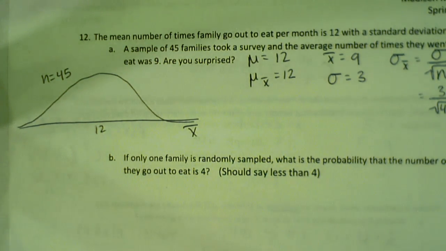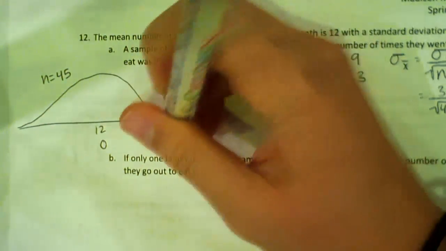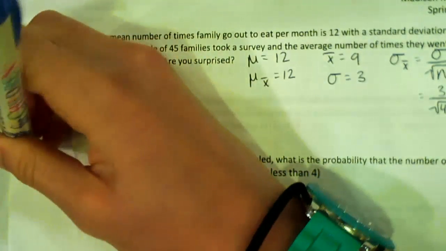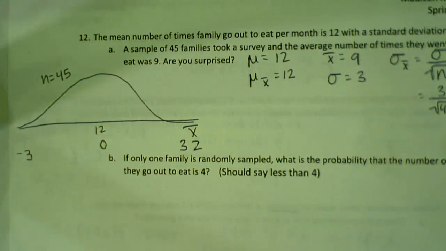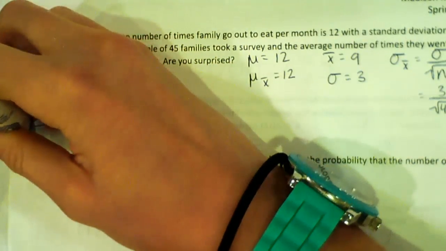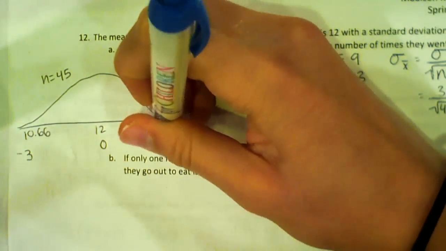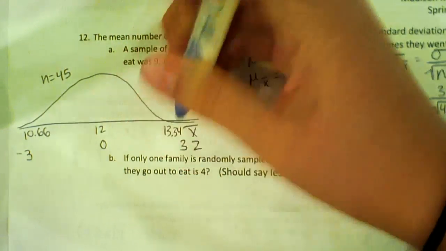So when it comes to the standard normal z-score distribution, usually we don't like to exceed 3 standard deviations. So if we had our z-scores, we don't want to exceed 3 on this side, we don't want to exceed 3 on this side. So the actual variable that corresponds with the z-score should be 10.66.